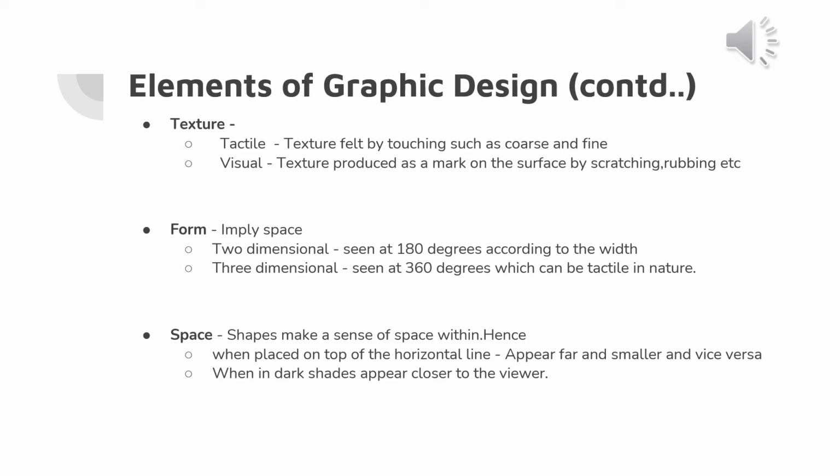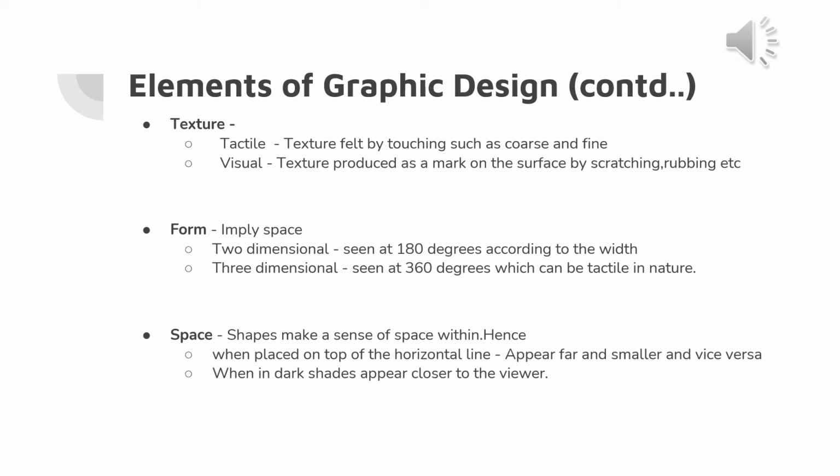Similarly, a visual texture is a texture that is produced as a mark on the surface. Like you either erase on it, you rub on it, there's some cleaning happening on a surface, and then you see that there is a mark that is formed. So this is the visual texture.